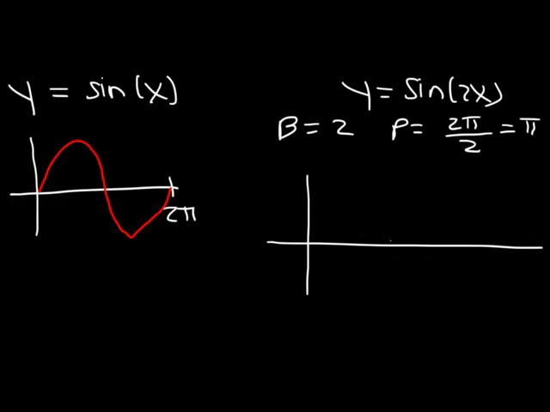So therefore, it's going to do one full cycle in less time, so to speak. So what happens is the graph shrinks horizontally. So one full cycle occurs in 1 pi. 2 cycles occur in 2 pi.